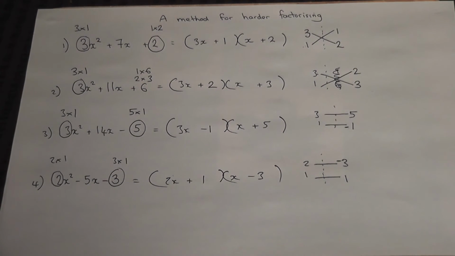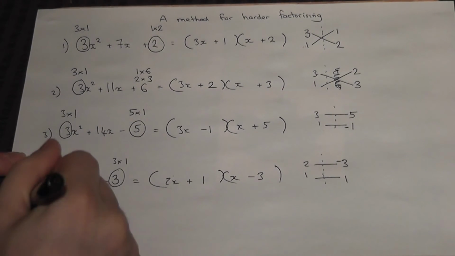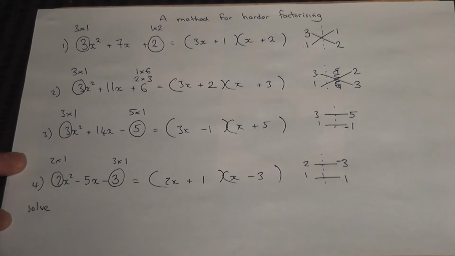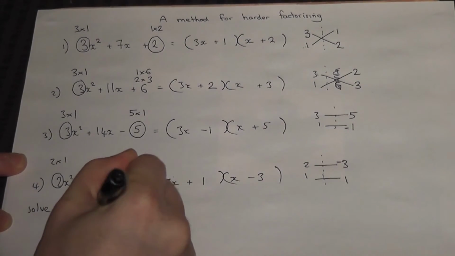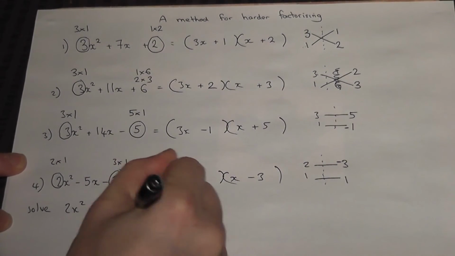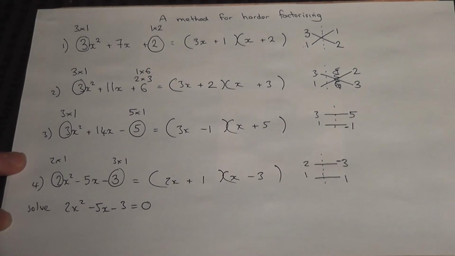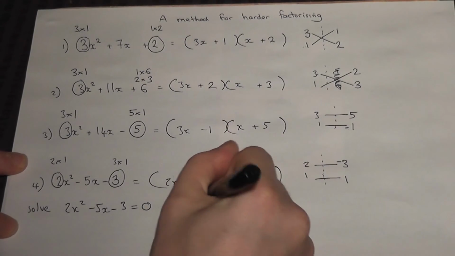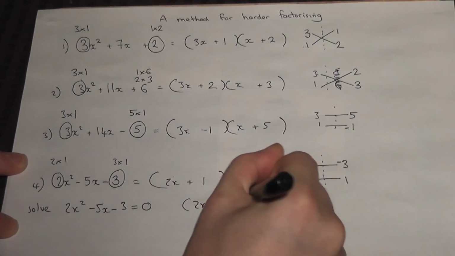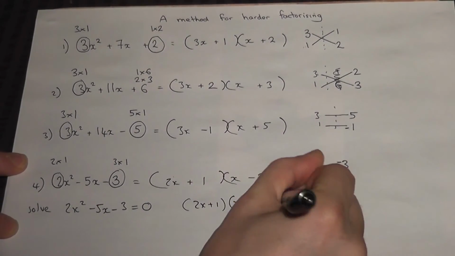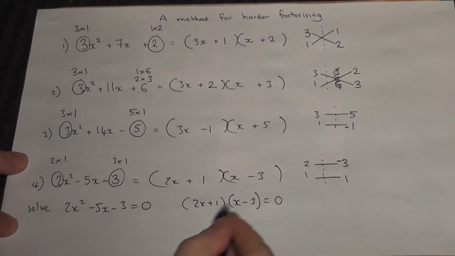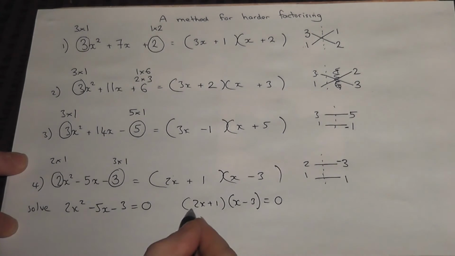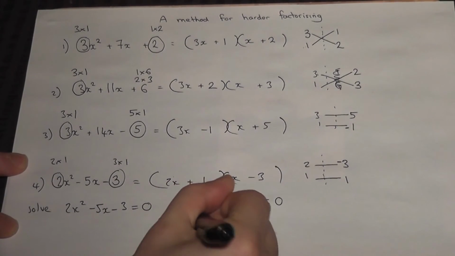I'll just finish by talking through one application of this. Suppose you were asked to solve 2x squared minus 5x take away 3 equals 0. Because we have factorised this into brackets, this is the same as 2x plus 1, x minus 3 equals 0. Now if two things multiply to make 0, one of these factors must be 0. So either 2x plus 1 equals 0.